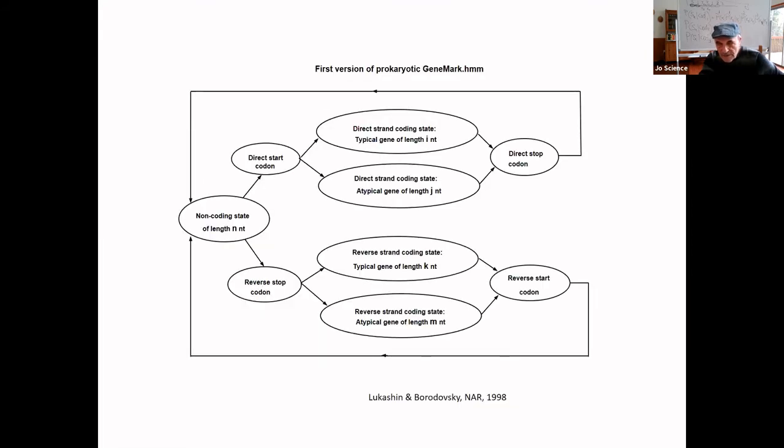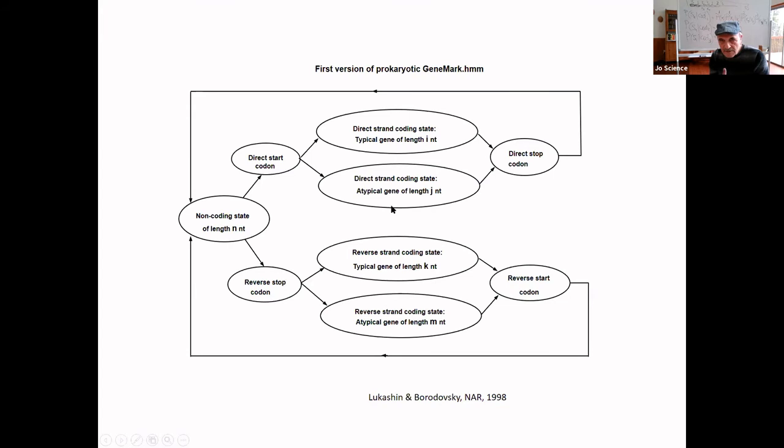So we are going to move to saying that GeneMark HMM, in comparison with GeneMark, makes such a parse of a sequence into coding and non-coding regions instead of using sliding windows. And it is able to discriminate in the same way between direct strand coding and reverse strand coding, as well as these atypical genes that I mentioned, which may be horizontally transferred genes. And they can be on both the direct and complementary strand.